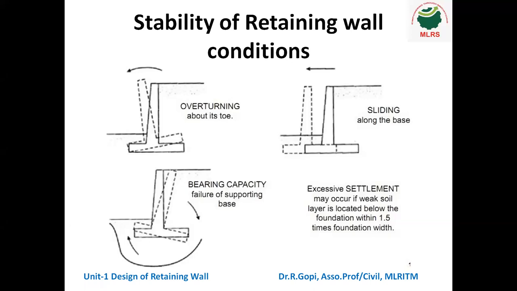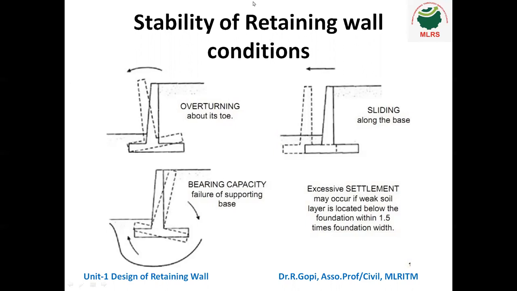Why does this type of failure occur? Initially we designed for some weight or some surcharge load on the retaining wall. If excessive load or excessive pressure is created on the retaining wall, this type of sliding along the base failure occurs. So this is the second case. Coming to the third case.